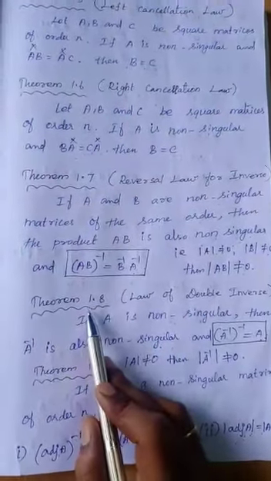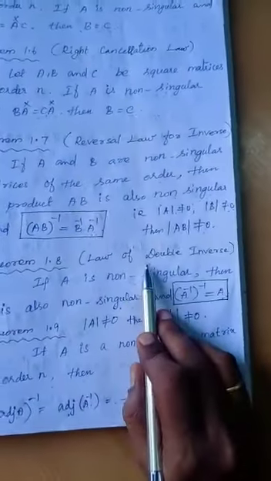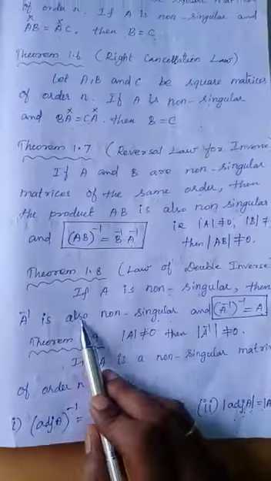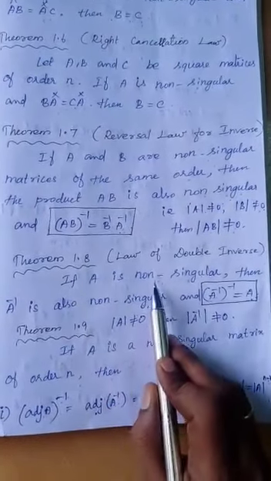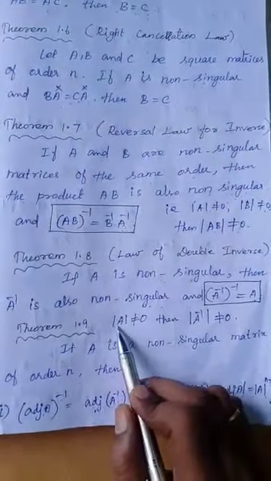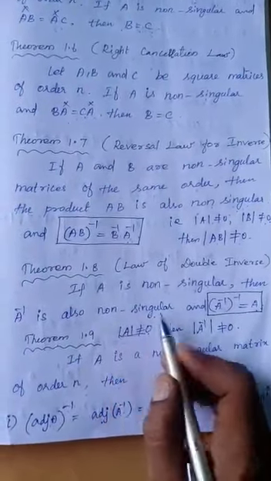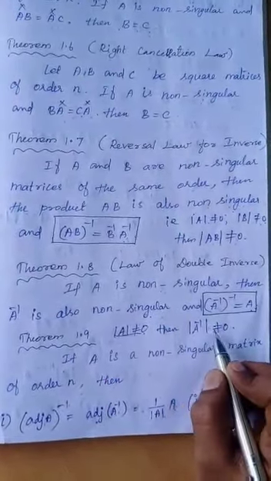Next theorem is named the law of double inverse. If A is non-singular, then A inverse is also non-singular. A is non-singular means the determinant of A is not equal to 0. A inverse is also non-singular means the determinant of A inverse is not equal to 0.